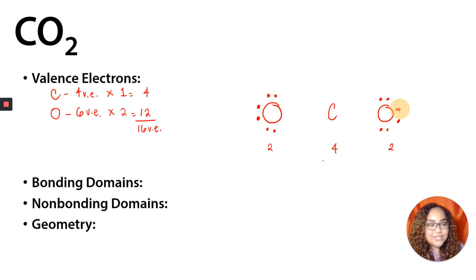Okay, now we're going to donate the last 4 electrons from carbon to oxygen so that oxygen will be happy. So I will write a line right here. So if you look at oxygen, it will be happy, right? So it will get 8 valence electrons. So this is 2, 4, 6, and then 8 here.